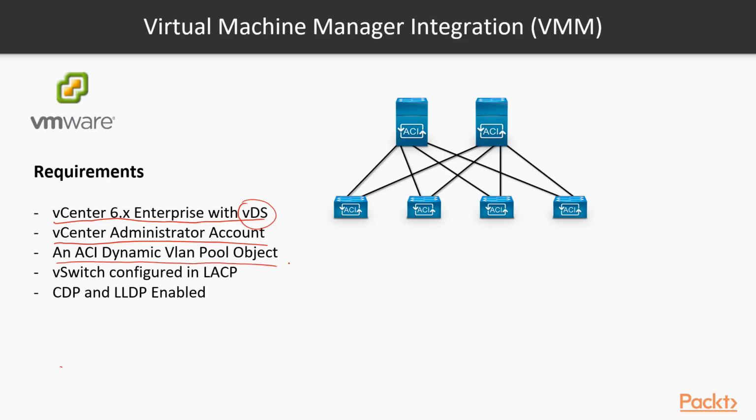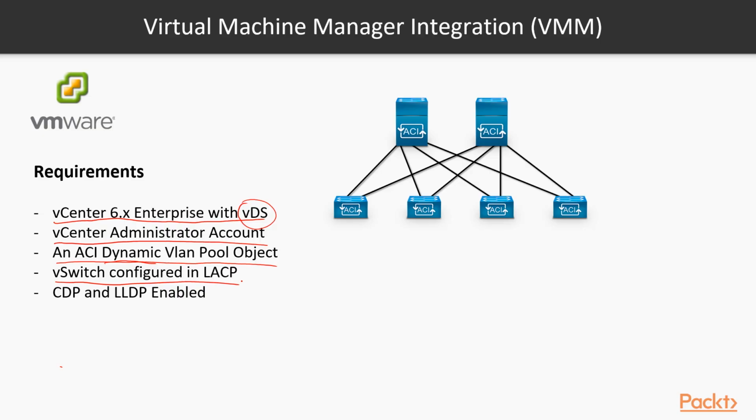And if you remember, on the physical domains and the external domains, we have a VLAN pool and we can select either static or dynamic. In this case, we want to create one with dynamic. It should be a dynamic VLAN pool, which means that as I keep associating my vCenter environment or my VMM domain to an endpoint group, it will grab a VLAN ID from that pool and associate it to a port group. A vSwitch configuring LACP.